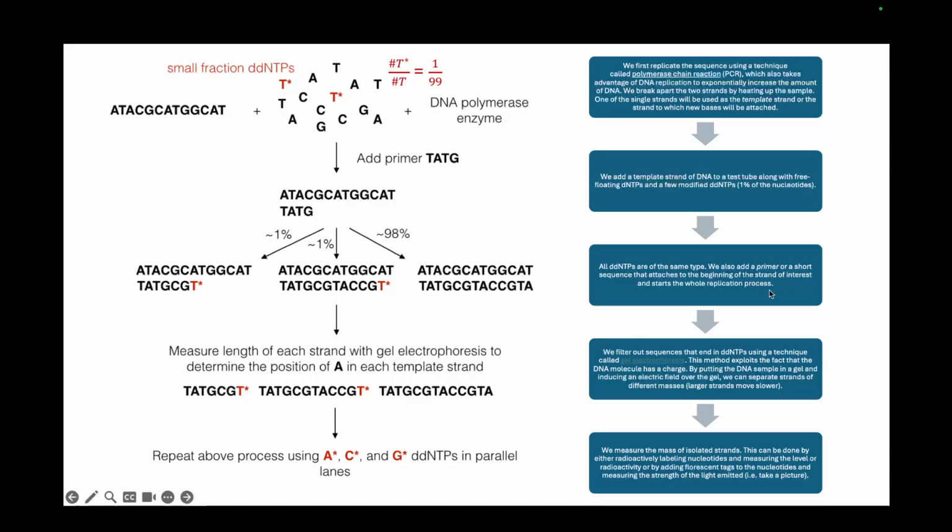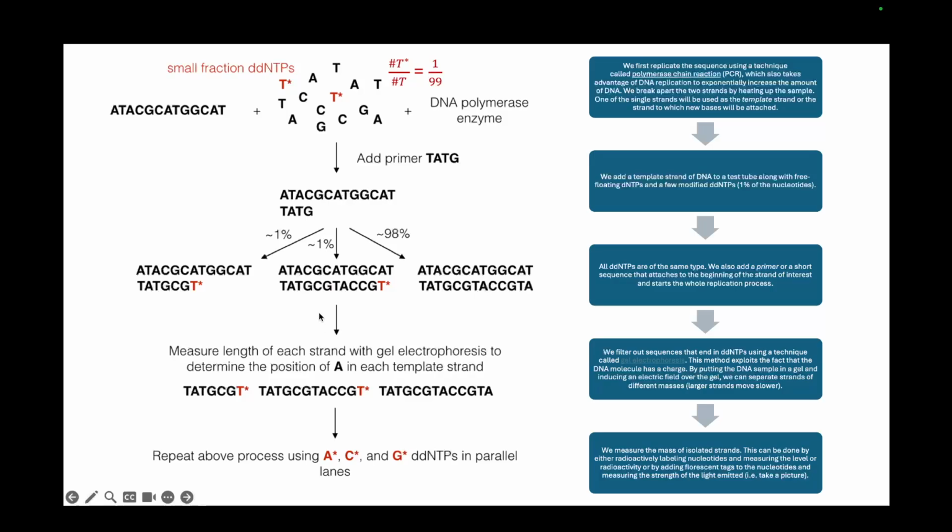So you add the primer and it attaches to the beginning of the strand like this, and it starts the whole replication process. What will happen is you have put only 1% of this modified ddNTPs. So for 98 or 99% of the time, it will form the whole strand without any incorporation of the ddNTP. It started with TATG, and after that it is adding just dNTPs, because your dNTP concentration is very large.